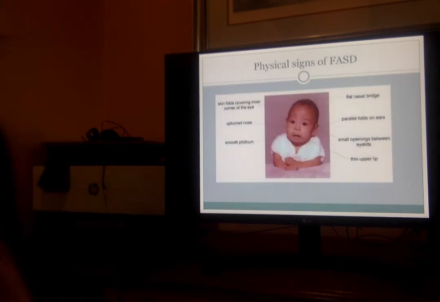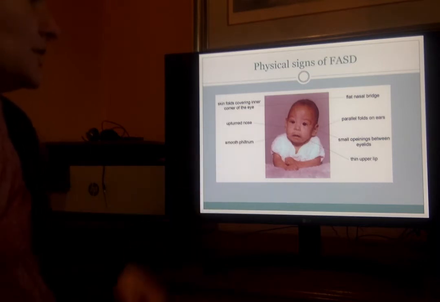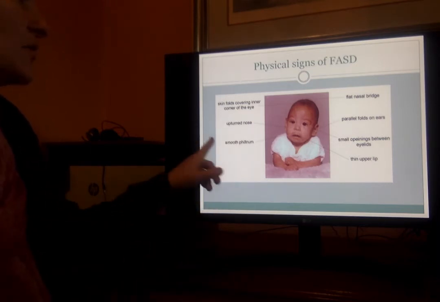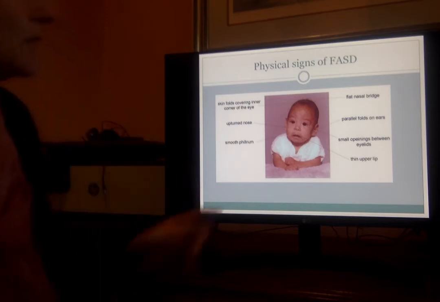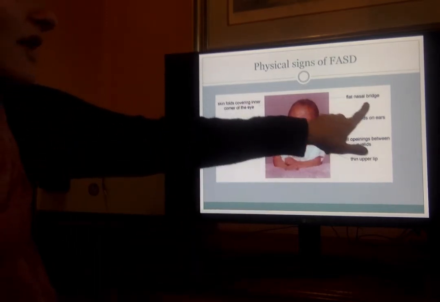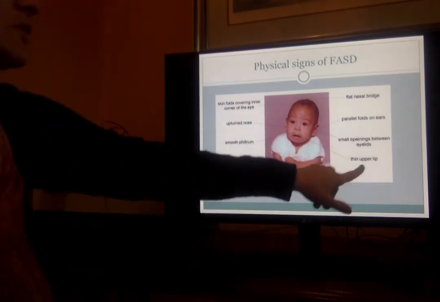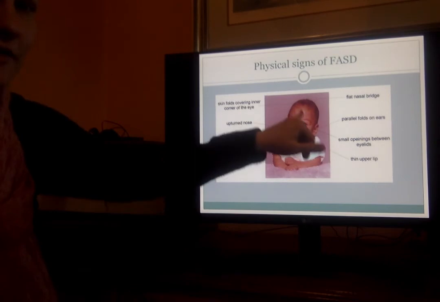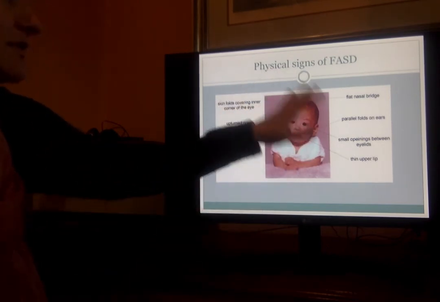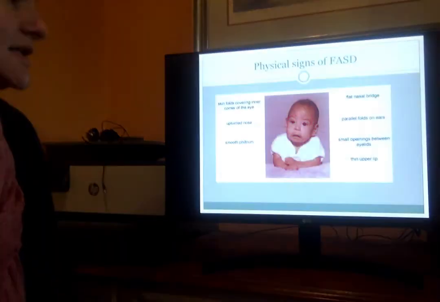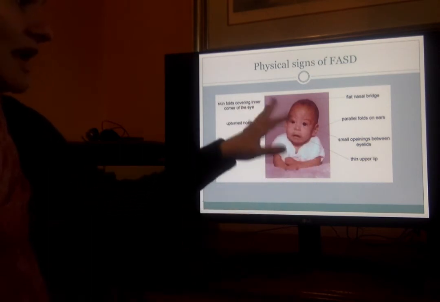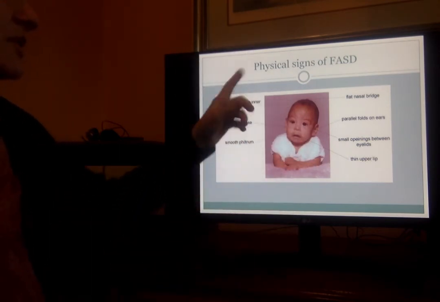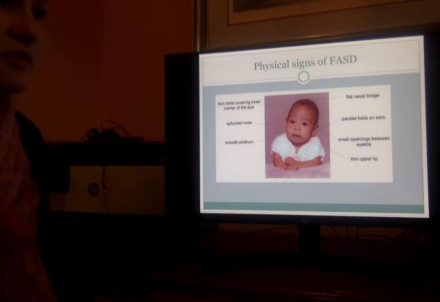Okay, so these are some physical signs of FASD. You see an upturned nose, a smooth philtrum, the little area right below the nose that goes up and is like a little ridge right above the lips and below the nose. Flat nasal bridge, small openings between the eyelids, thin upper lip. So these are not definitive, but they are pretty good indicators. If you see somebody with most of these facial features, there's a really good chance they have FAS. Again, not 100%. Some people who have FASD don't have any of these, and some people have some of these and don't have FASD. So it's not 100%, but the physical signs are a pretty good indicator.